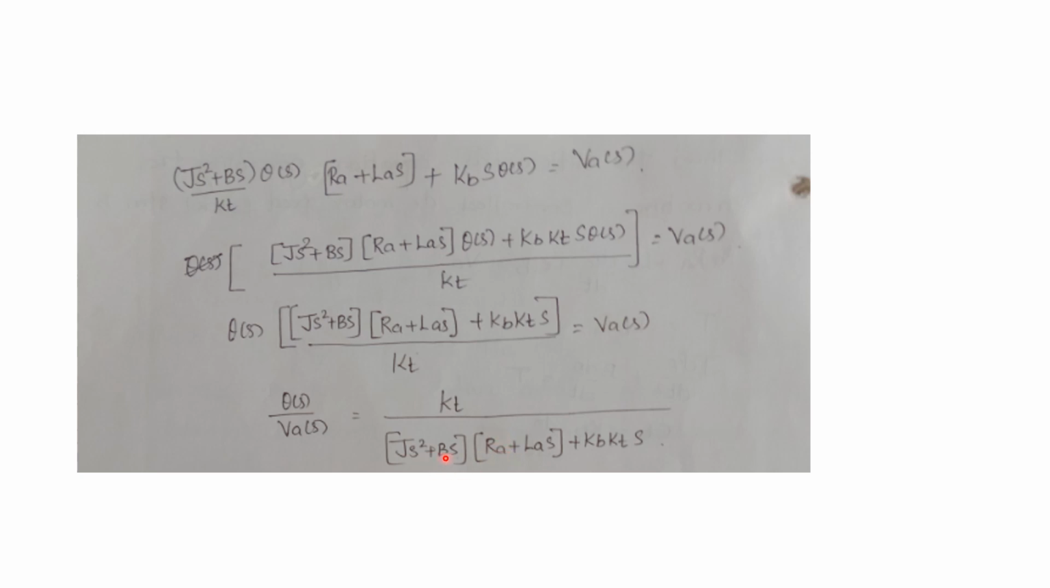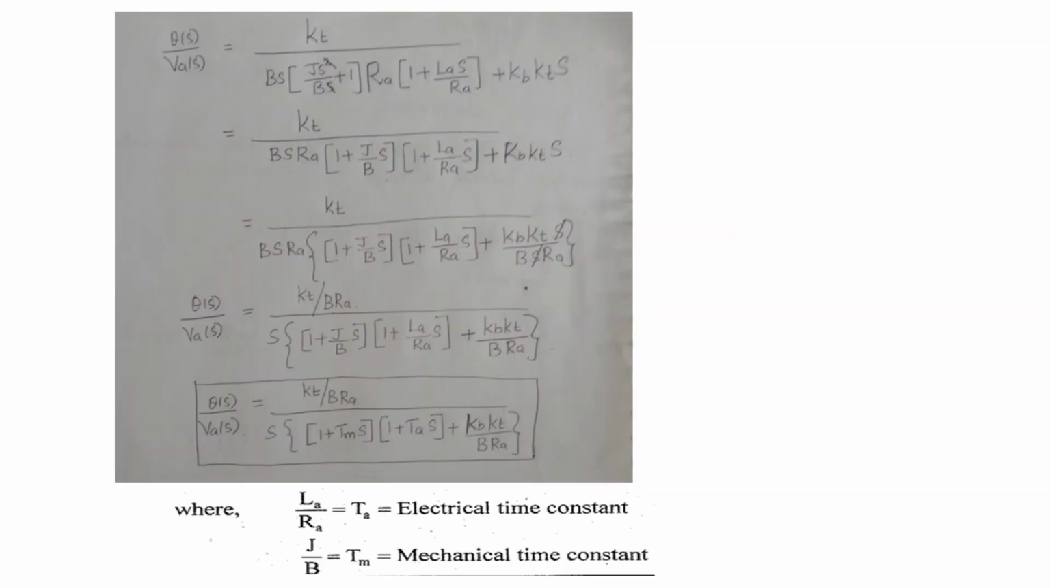From this term, we have to take Bs outside. That is the minimum power of s. Okay, next the equation will be like this. We are taking Bs outside, it will be J squared by Bs plus 1, Ra into 1 plus La s divided by Ra. Okay, and we have to write this term as such.